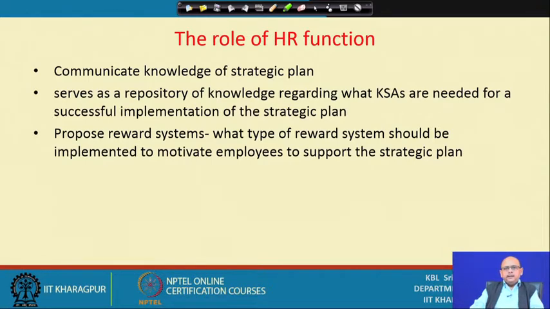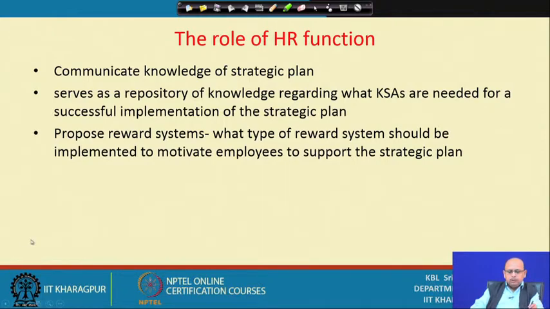Another important function is that when you are talking about successful implementation of strategies leading to higher performance, you also need to link it with the reward. So, you are going to propose a suitable reward system, which is going to help the implementation, because if you have a reward system in place, the employee would be motivated enough to perform well and to support the business plan. If it does not happen, probably it is not going to happen. So, you need to propose a reward system so that when employees are going to implement, they are motivated enough and support the strategic plan.